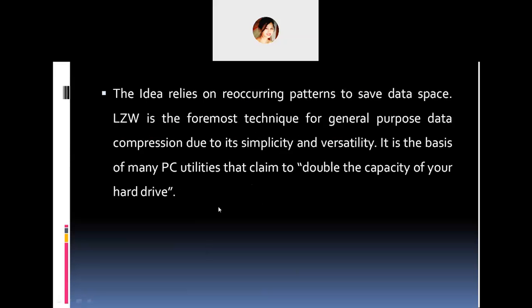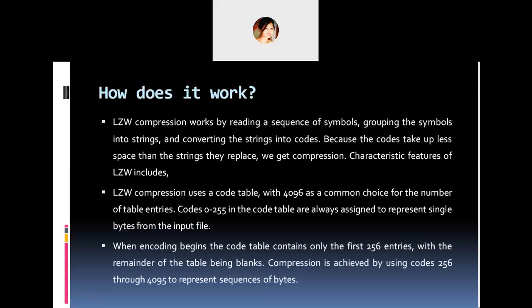The idea relies on reoccurring patterns to save data space. So finally we get to one idea: we have to save space, and we save space by discarding the redundant data. This is the foremost technique for general purpose data compression due to its simplicity and versatility, and it is the basis of many PC utilities that claim to double the capacity of your hard drive. Doubling the capacity means it is discarding the redundant data, and as a result it is saving space.